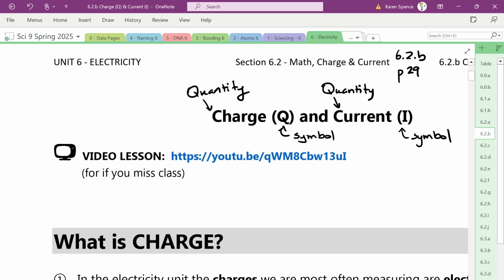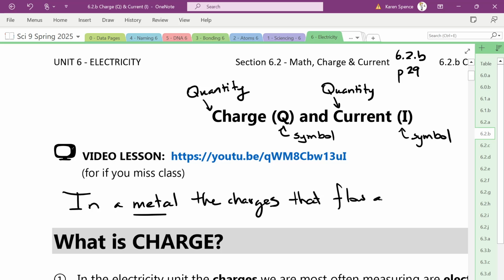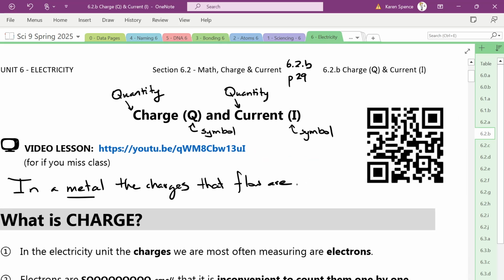So we're dealing with charge and with current. In a metal, what are the charges that flow? Electrons. Okay, and we are mostly going to be dealing with electrons in this electricity unit.